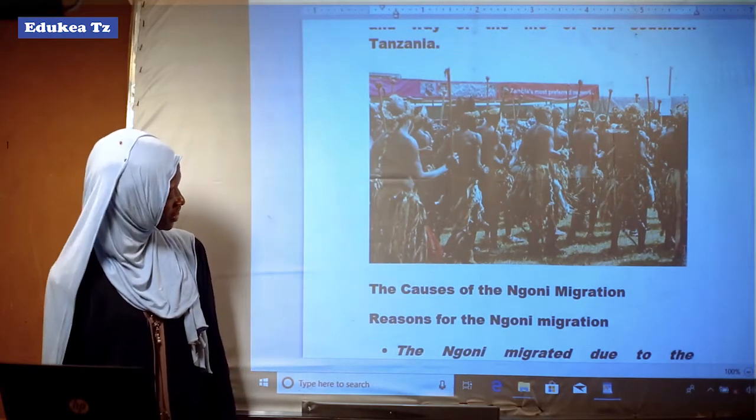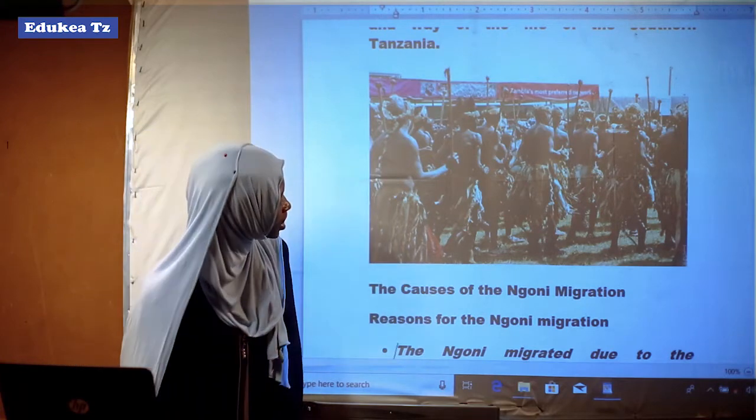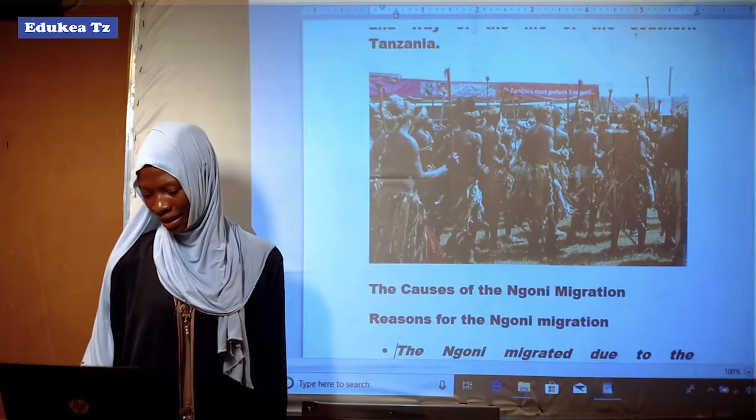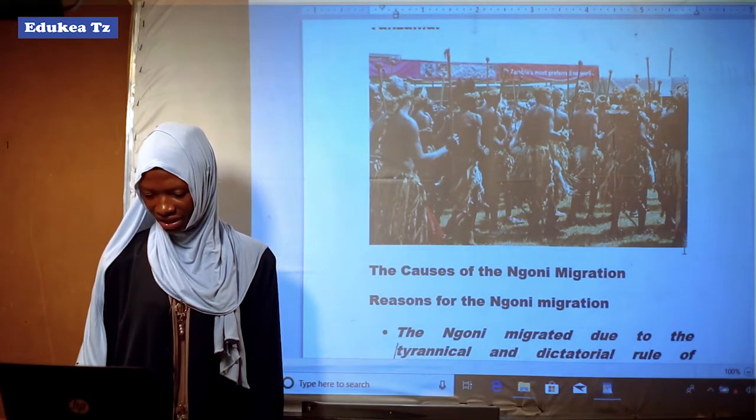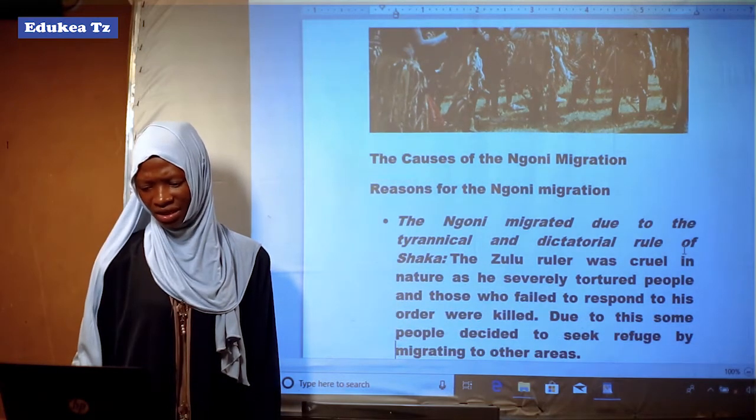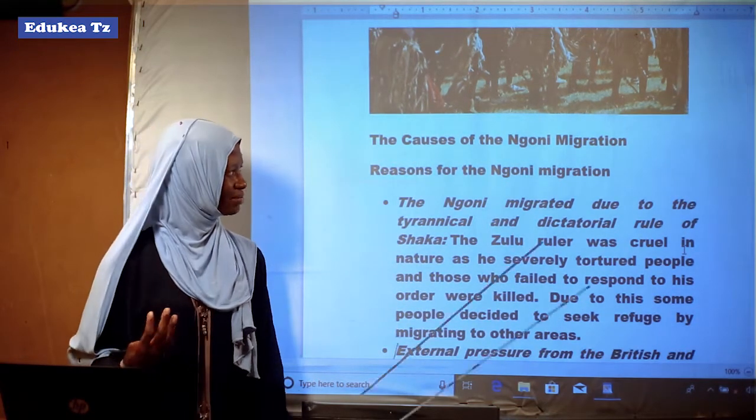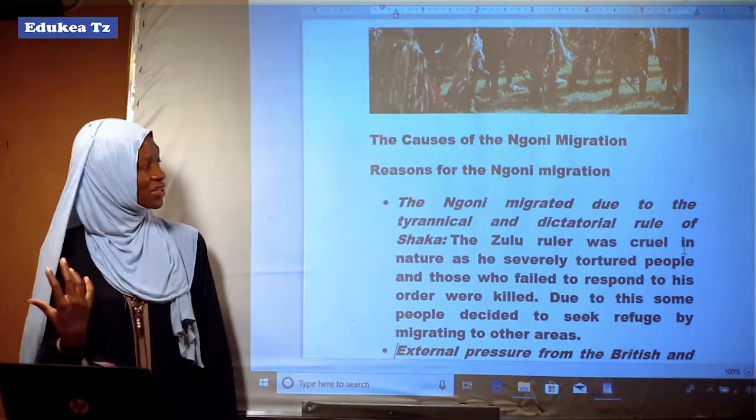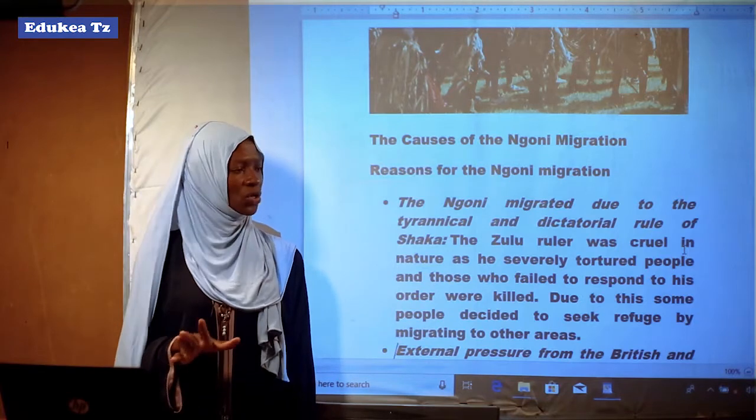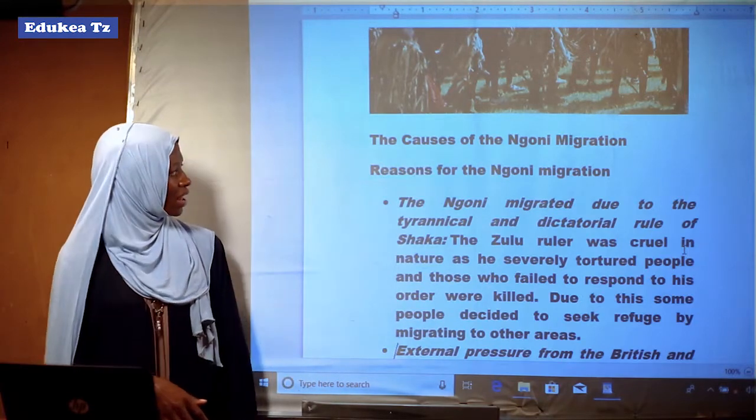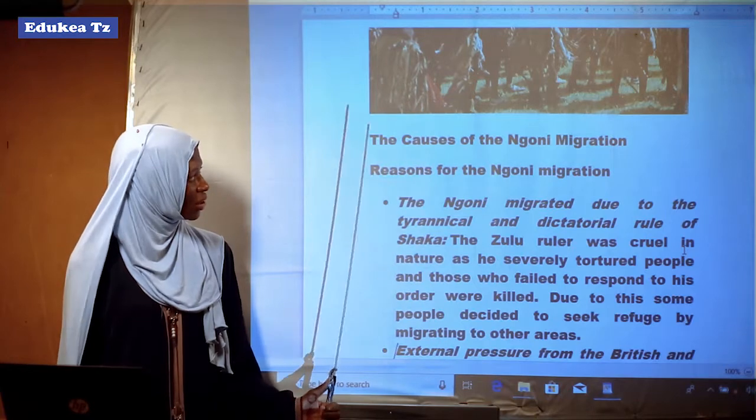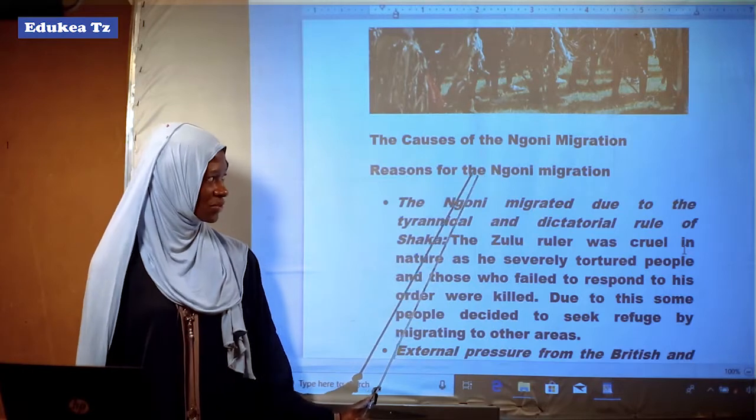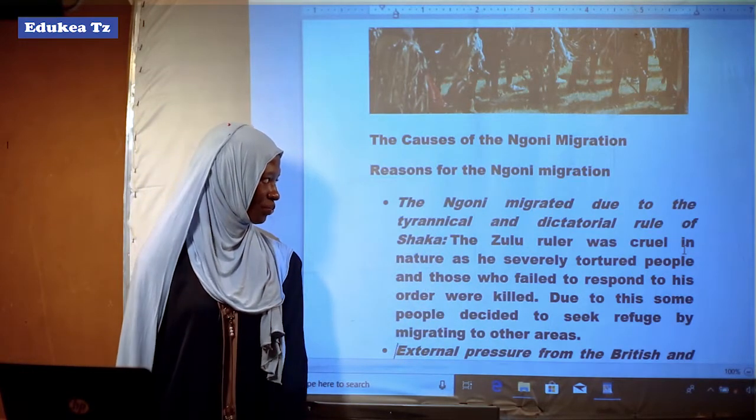Now you can see the illustrative picture showing the Ngoni speaking community. Now let's see what made the Ngoni migrate. What made them leave their homeland to come to the interior part of Africa? What forced them to leave their home? So there are causes of Ngoni migration. Why did the Ngoni move? Reasons for the Ngoni migration.